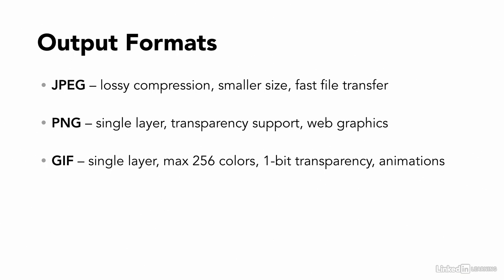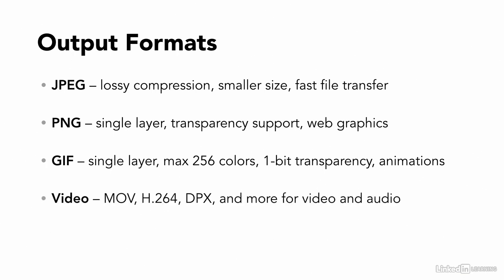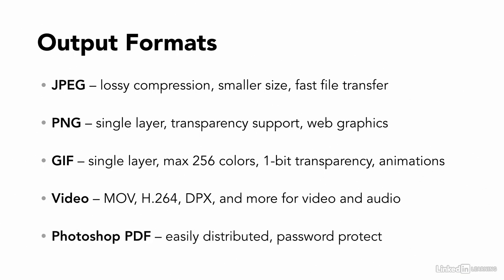Photoshop also supports several popular video file formats, including .mov files, H.264, and DPX for working with audio and video in Photoshop's timeline. The Photoshop PDF file format is another specialty format, which is really convenient when you need to distribute a secure document. For example, you might need to send a client a set of images of an unannounced product, and it's critical that no one else open that document.